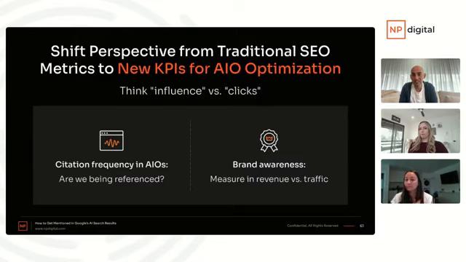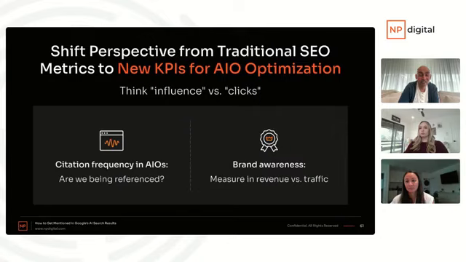You also want to have a shift in perspective from traditional SEO metrics to the new KPIs for AI overviews, right? Everyone is like, hey, in SEO, it's about rankings at first, or technically impressions. You start getting impressions, you then start seeing your rankings go up over time, and then you start seeing more traffic. And those are great metrics.